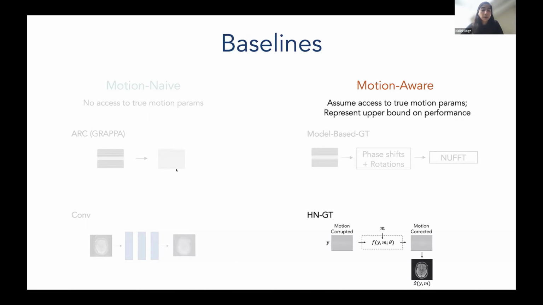The second baseline I'll call hypernetwork ground truth. This is exactly the same as our method, except instead of optimizing the motion parameters, we now just feed the ground truth motion parameters directly into this network.